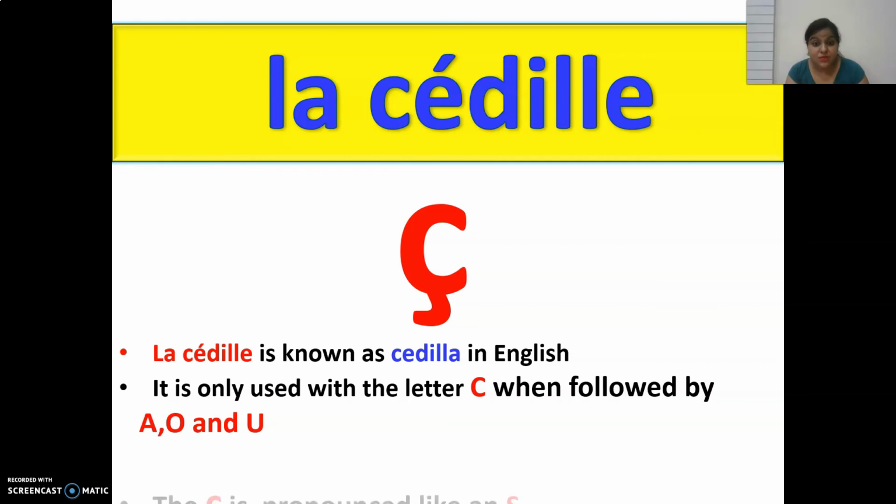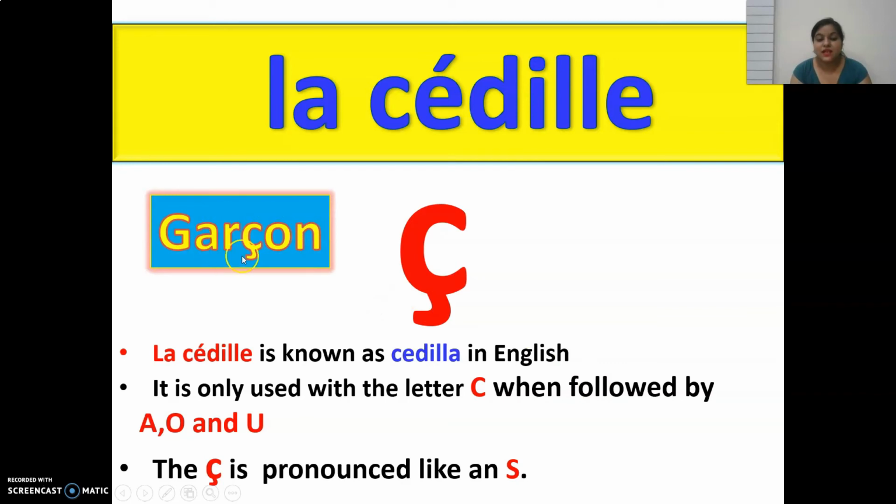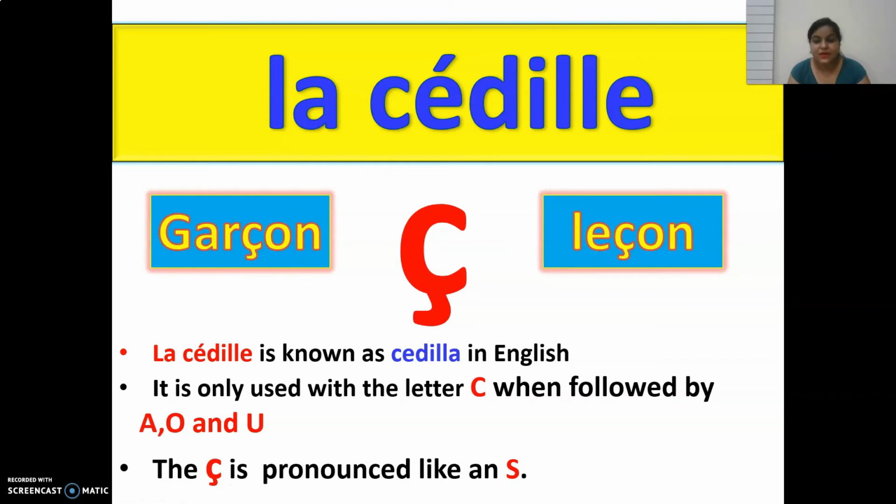And what difference does it make in the sound? It makes the sound of C as 'sir'. Let's see some examples. For example, garçon. Garçon. So can you listen to the sound 'sir'? Why am I making the sound 'sir'? Because there is a cedilla under C. That's why I say garçon. That's a boy. Another example, leçon.